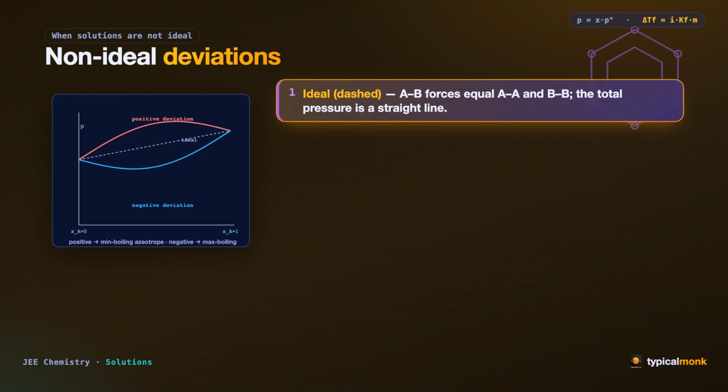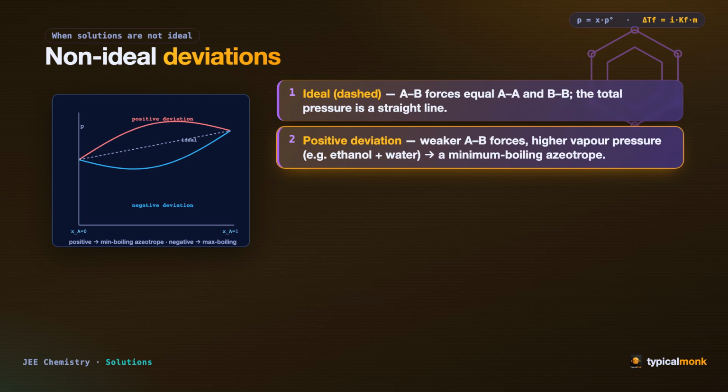Now, what happens when a solution is not ideal? Look at the plot. The ideal straight line, and two curves that stray from it. The ideal dashed line, where the AB forces exactly equal the AA and BB forces, and the total pressure runs straight. A positive deviation. When the AB forces are weaker than the original ones, the molecules escape more easily. The vapor pressure runs higher than ideal, and the curve bows upward.